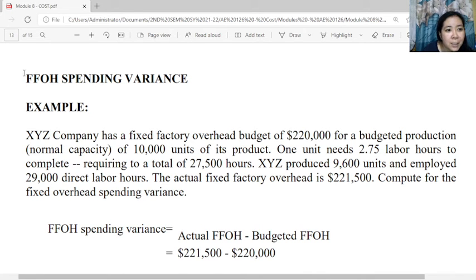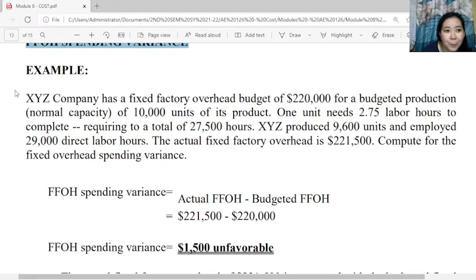To understand better, let us discuss each of these variances. First, we will discuss the fixed factory overhead spending variance. We will take this example. XYZ company has a fixed factory overhead budget of 220,000 for a budgeted production, or normal capacity, of 10,000 units. One unit needs 2.75 labor hours to complete, which requires 27,500 hours.